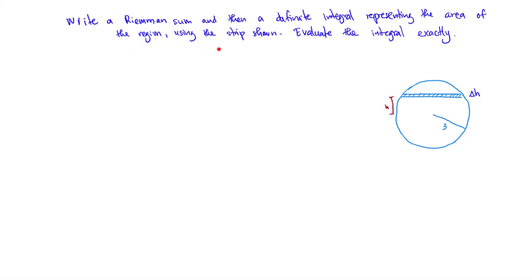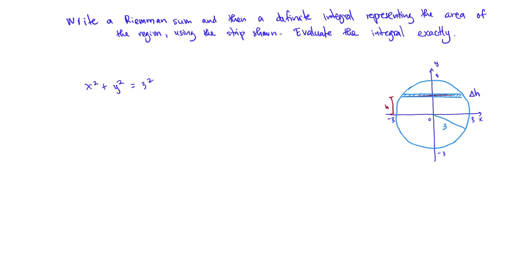Write the Riemann sum and then the definite integral representing the area of the region using the strip zone. Evaluate the integral exactly. Oftentimes, we set up the coordinate axis so that the origin is the center of the circle. The radius of this circle is 3. The equation of the circle is x squared plus y squared equals r squared.